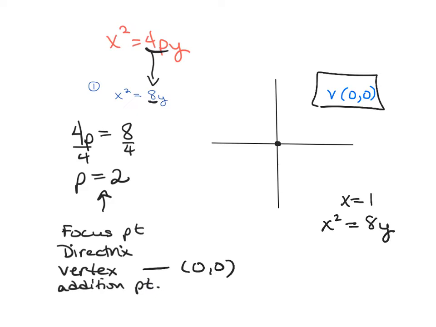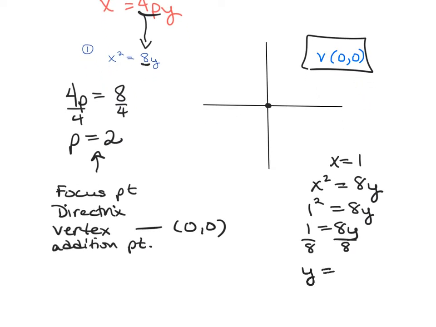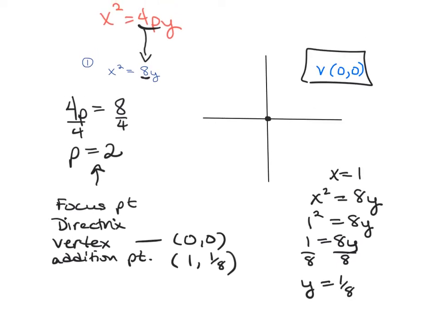So once I plug it in, I get 1 squared is equal to 8y. 1 squared is 1. Divide by 8. And the y of this coordinate is 1/8. So an additional point could be the ordered pair (1, 1/8). So I'm going to go ahead and graph this. I know it's a little bit hard to graph 1/8, but let's just put it a little bit above the x-axis.